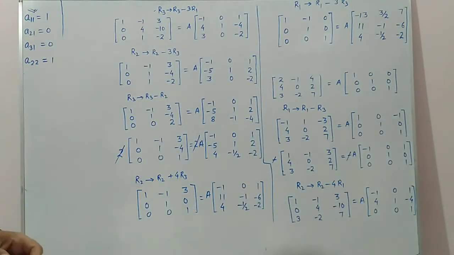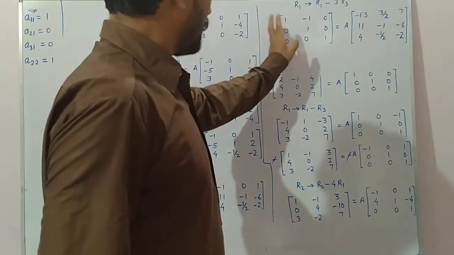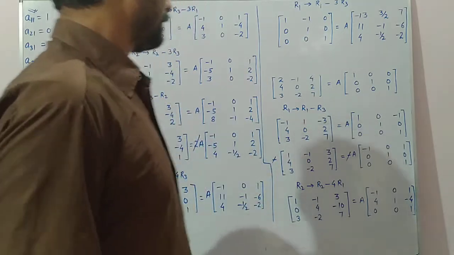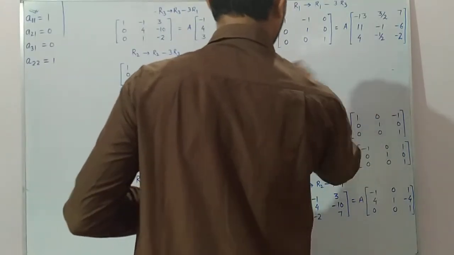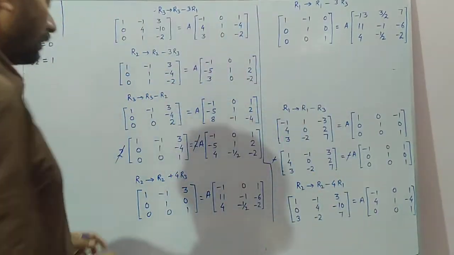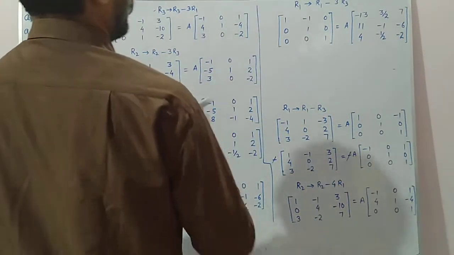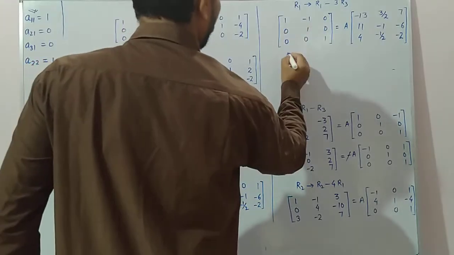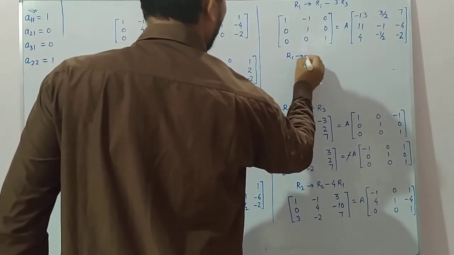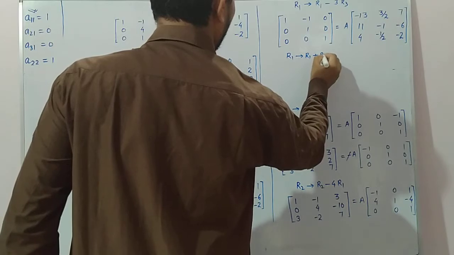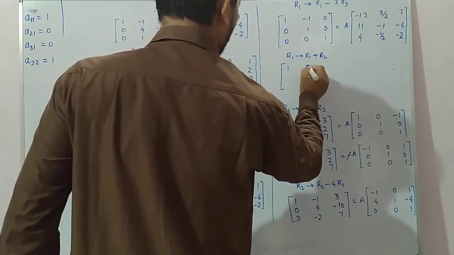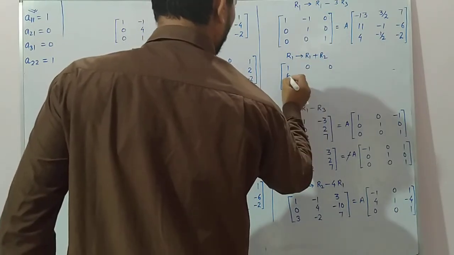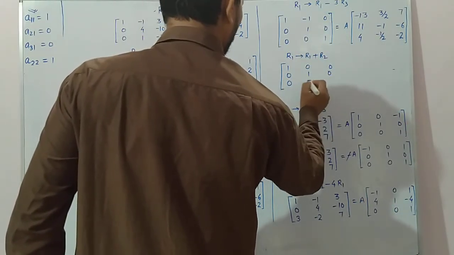Okay. Now what we have to do? Now we have to bring everything here to 0. So just you can see, R1 changes to R1 plus R2. So this is 1, 0, 0, minus 1 plus 1, 0, 0 1 0, 0 0 1.